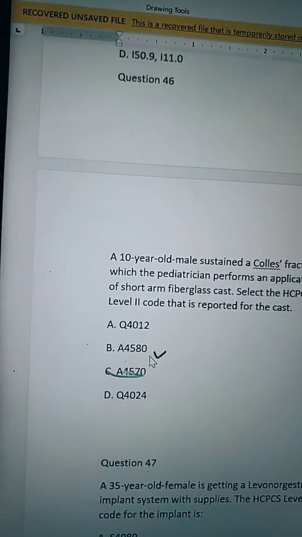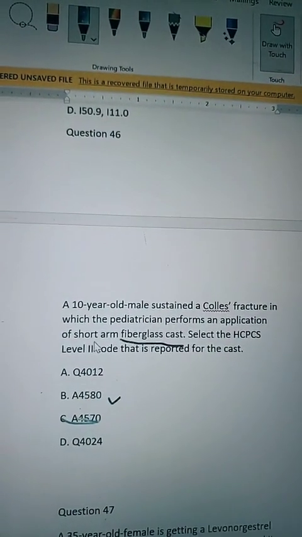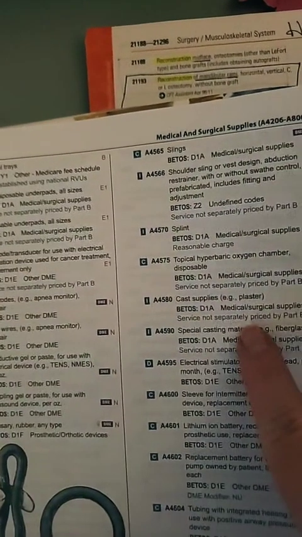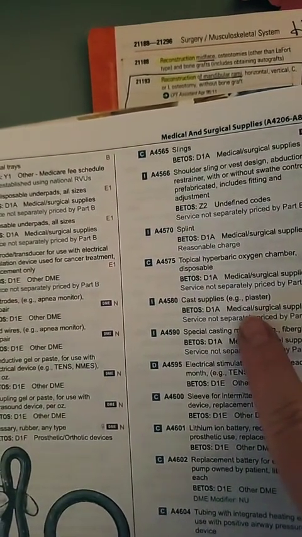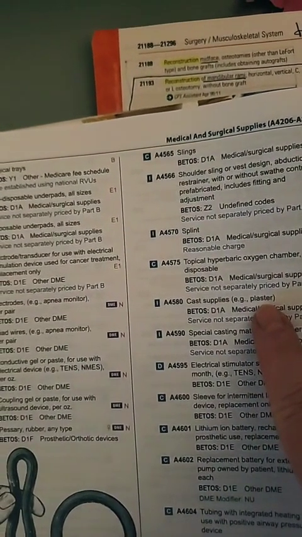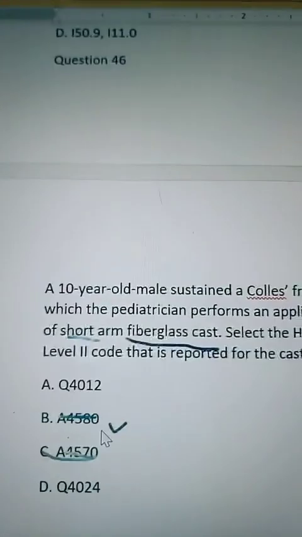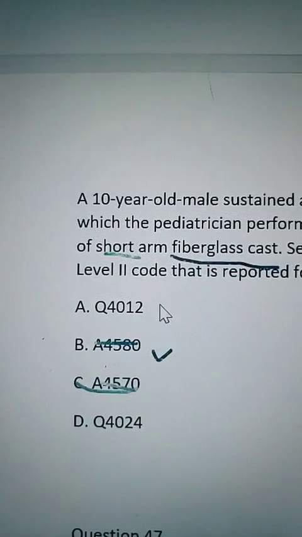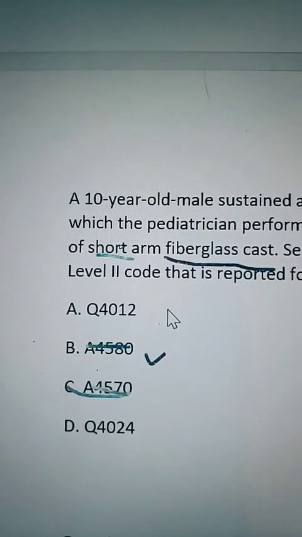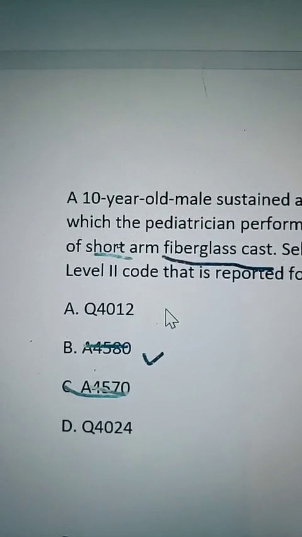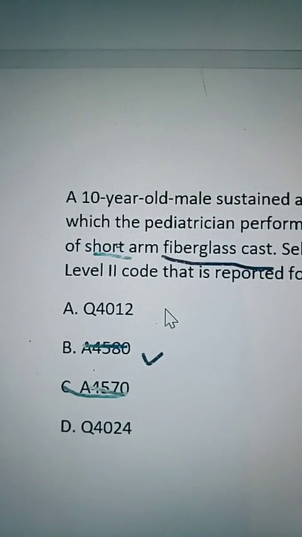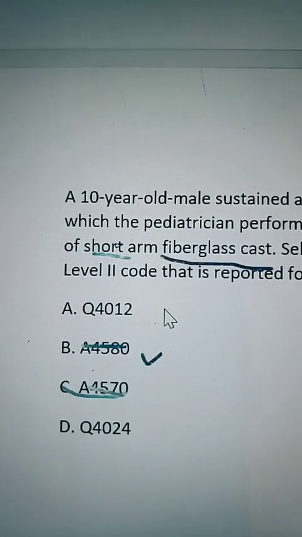So this is a cast, and it does say short fiberglass arm. And this one, the 80, says plaster. Right? We're not in plaster. We're under fiberglass. So I don't think it's either one of those. So we're going to have to go to the Q's. All right. So Q4012 is the first one. So let's go there. If it doesn't fit, don't force it. Just keep going as fast as you can.